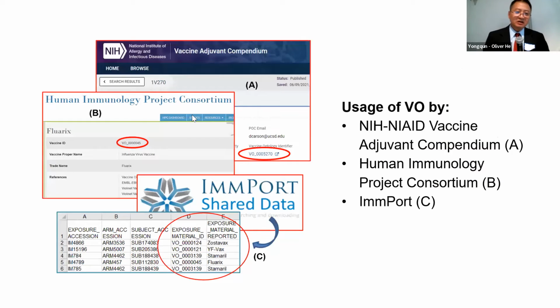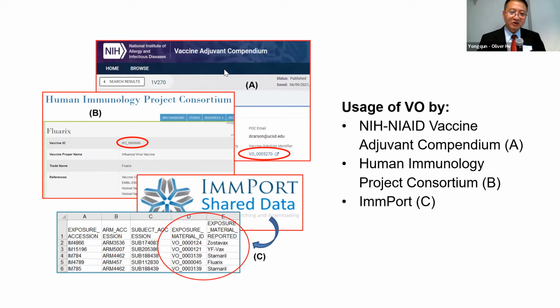And then it has now been used by many official sites, including, for example, the Human Immunology Project Consortium, and the ImmPort project. ImmPort basically uses vaccine ontology to code the vaccines. If they don't find the vaccine ID, they usually email me. They say, hey, Oliver, can you include the vaccine into the ontology, right? Then they can have an ID and they can put it there.